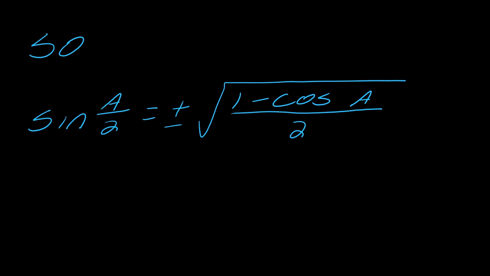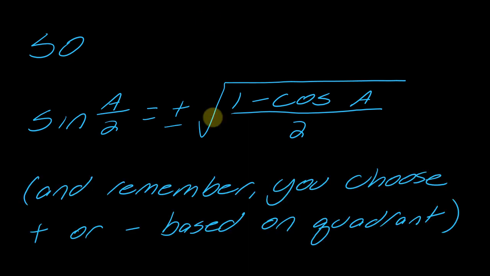Now, with this particular identity, we have plus or minus, and you choose based on quadrant. If you don't have any quadrant information, then you would keep the plus or minus. So just a note on that.